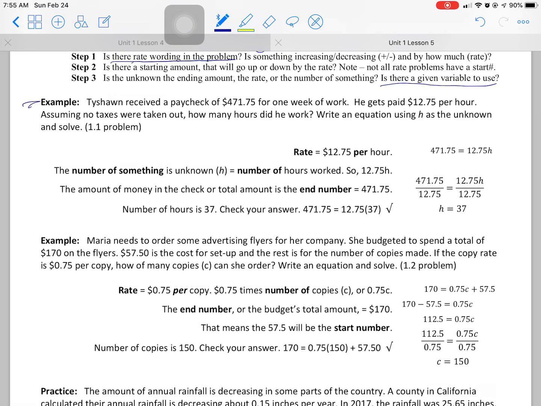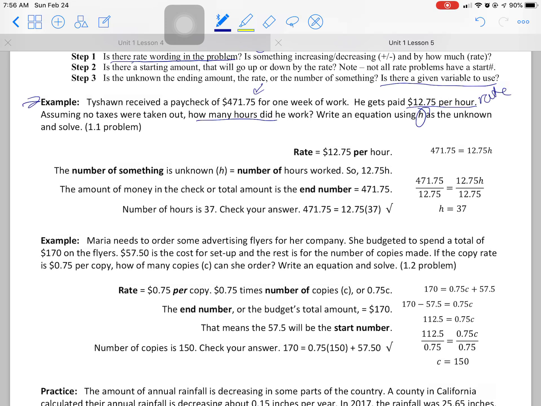Okay? All right, so example 1. Tyshawn received a paycheck of that for 1 week. He gets this per hour. Per hour, that's the rate right there. Okay? Assuming no taxes were taken out, how many hours did he work? How many hours did he work? That's the number of something. Okay. Write an equation using H. That's the variable they want you to use, and solve.